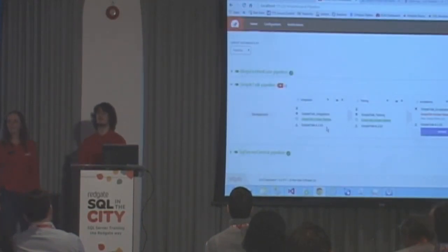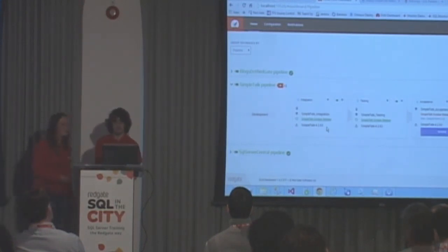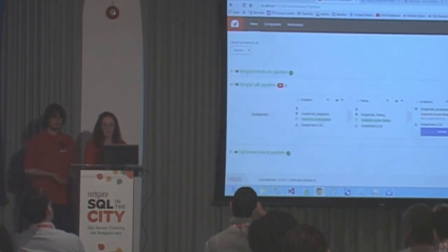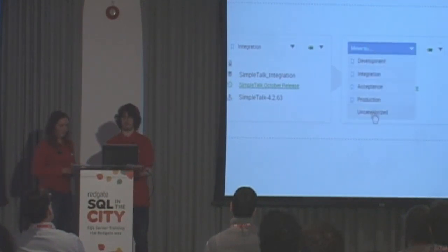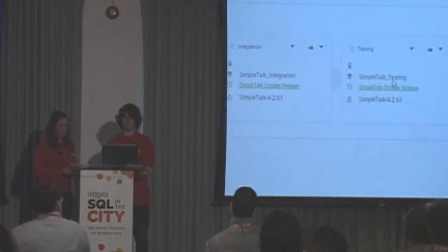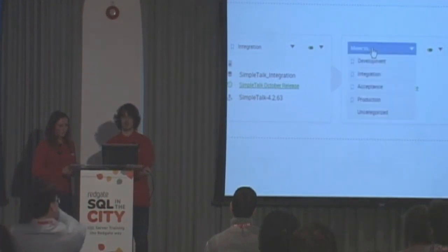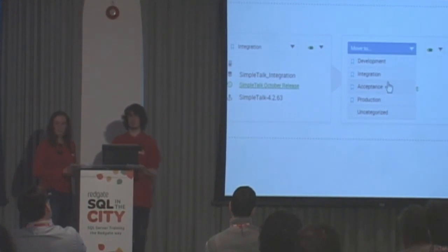I noticed that in your dashboard you have just one database, you move from one database to another. Do you plan to add support for environments? So it does have that. In this example, we've just got one database per environment, but there's no reason you couldn't have more in each environment. We've just made it simpler by having one. These labels here are basically the environments. This database, the Simple Talk testing database, is currently in the testing environment, and I can move it to any of the other environments. Is that what you were looking for, or something else?